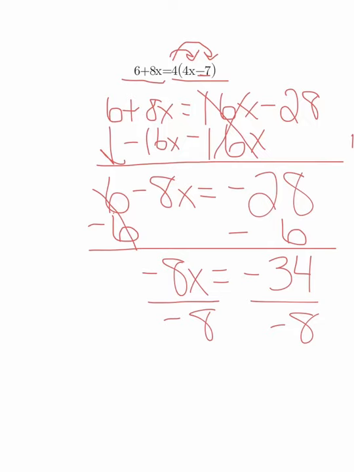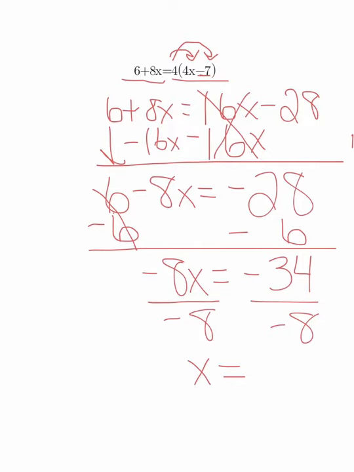So negative 8 divided by negative 8 actually equals 1. So that means I can bring down 1x, but when I have a 1x, I really don't have to write a 1 in front of it because it's implied. So I know that I can just put x equals, and then I'm going to say negative 34 divided by negative 8. Well, I know a negative divided by a negative is a positive, so I know right away my number is going to be positive.